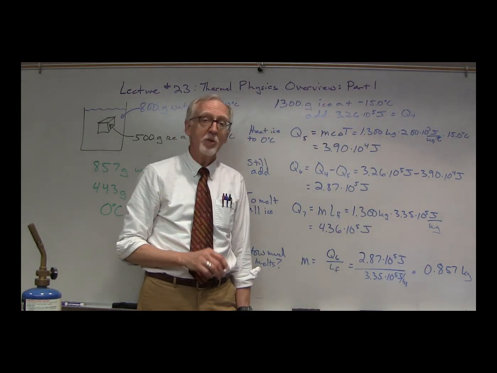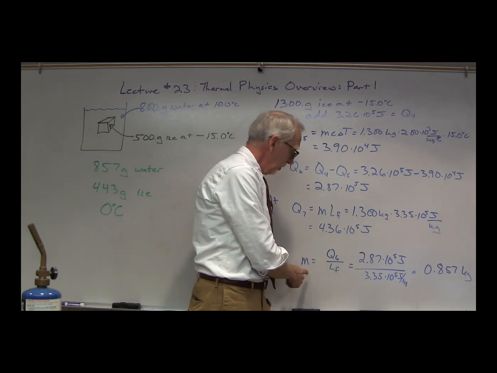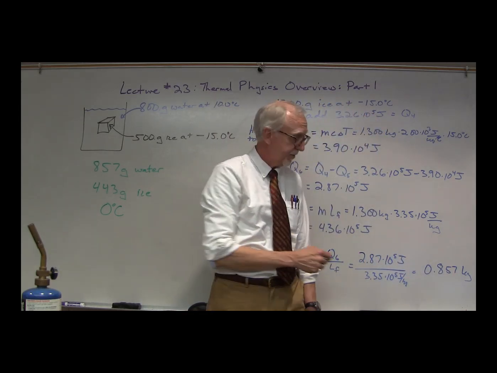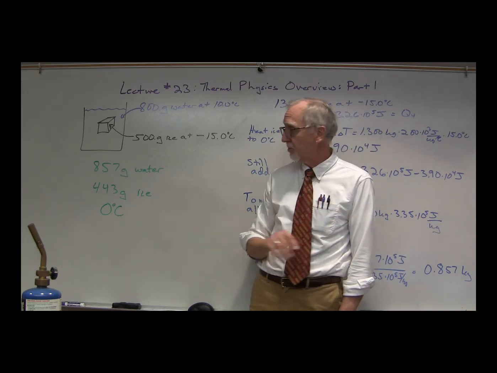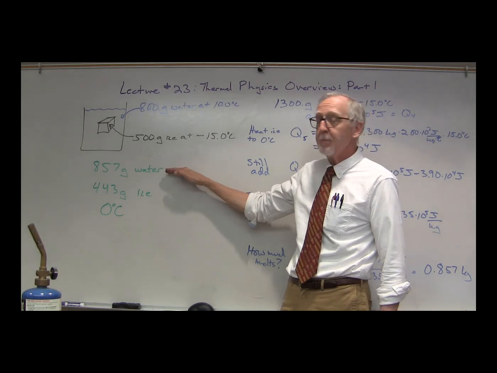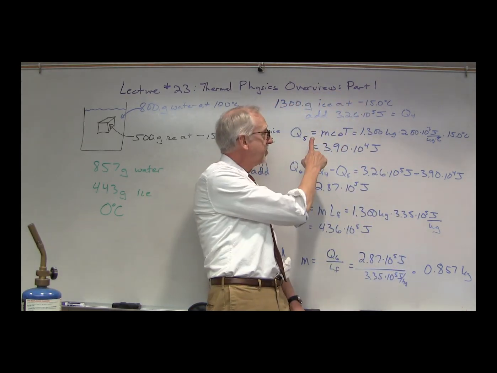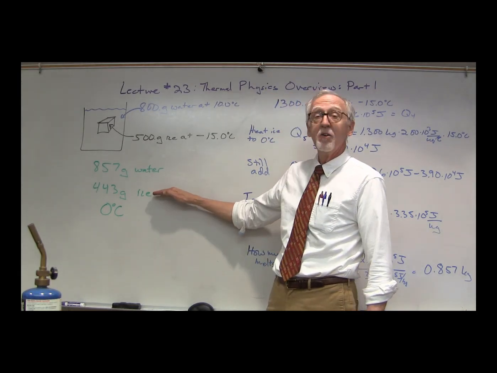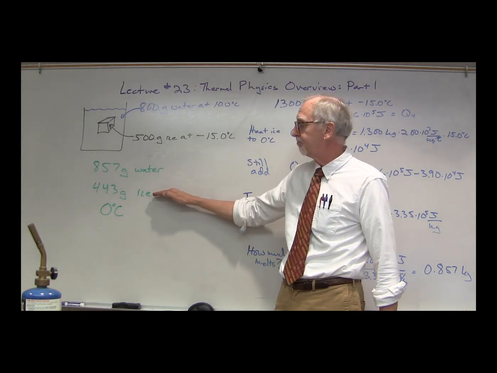And we're done. So what do we end up with? Well, we have melted 0.857 kilograms of the ice, or 857 grams. So we end up with 857 grams of water. How much ice is left? Well, we had 1,300 grams. We melted 857 grams. We end up with 443 grams of ice.